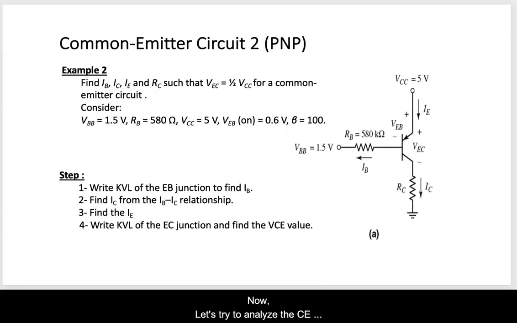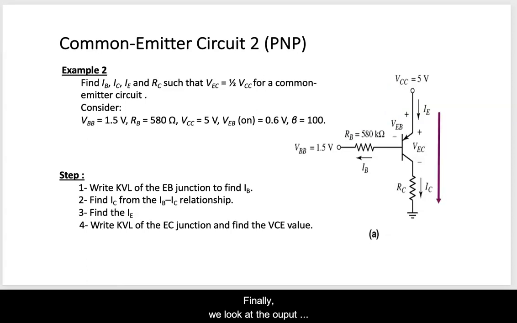Now let's try to analyze the CE with a PNP transistor. Similar to the previous question, we need to tackle the problem by looking at the input and output side of the CE circuit. At the base emitter loop, write KVL of the EB junction to find IB, or the base current. Then find the collector current IC from the IB-IC relationship. From there, we can find IE.